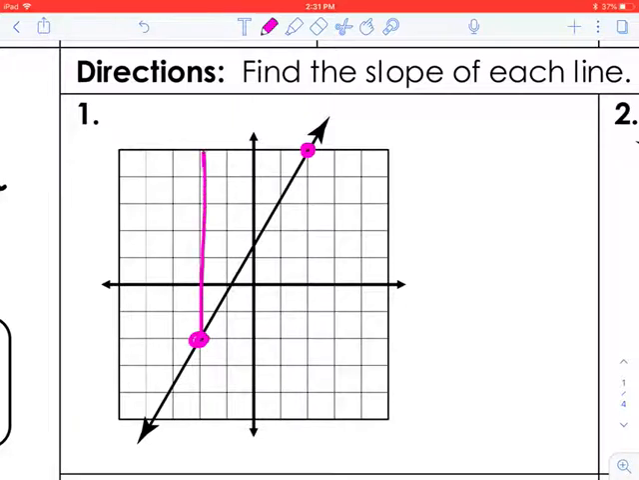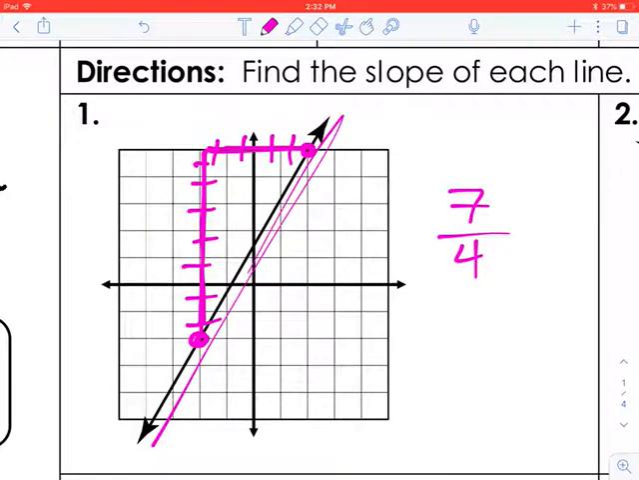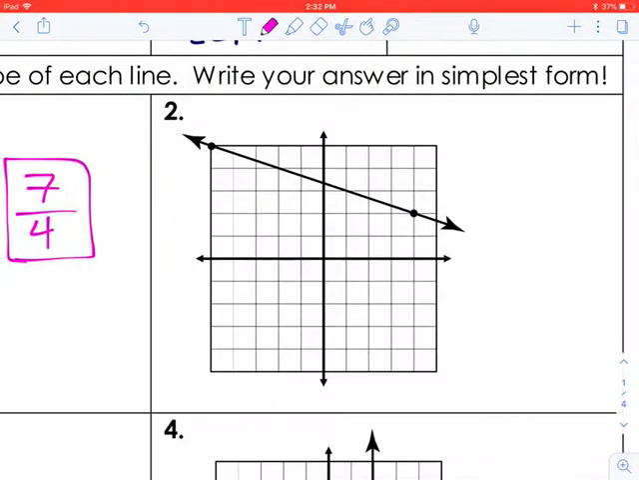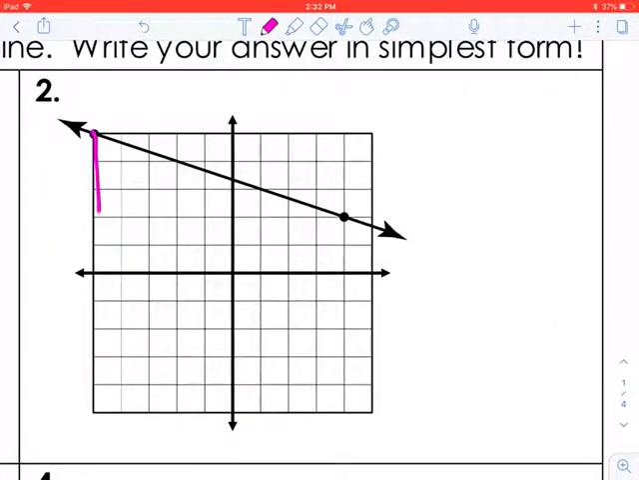I'm going up and over, straight up and straight over. So I'm going up 1, 2, 3, 4, 5, 6, 7. So 7 over 1, 2, 3, 4. And it is going uphill, so that is positive, and that doesn't reduce. Okay? So now number 2, same deal. And it doesn't really matter if I go straight up and straight across here or straight up and straight across here. It's still the same rise either way.